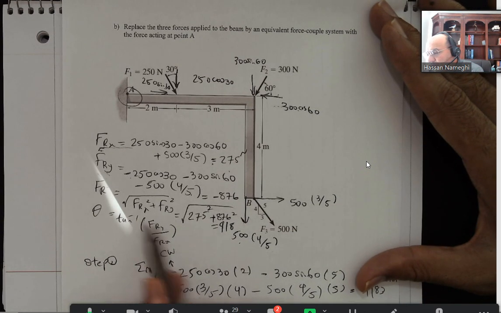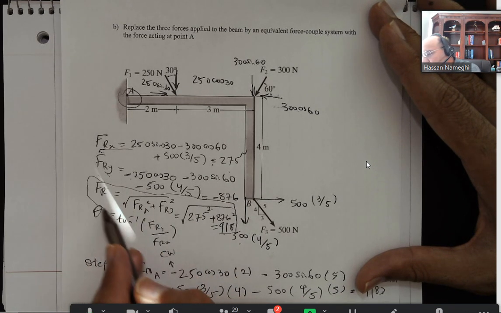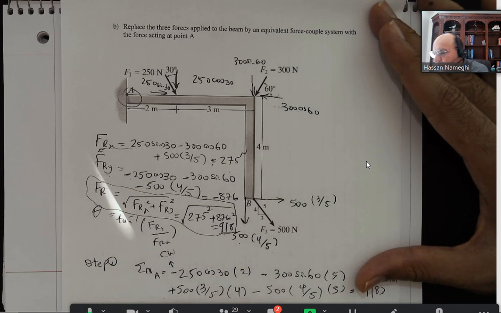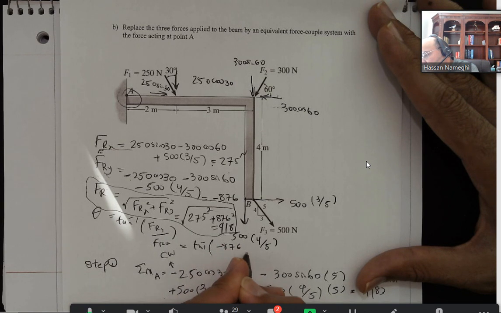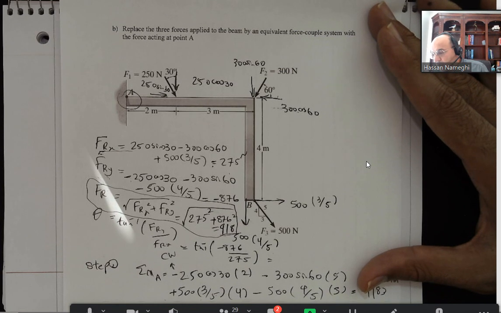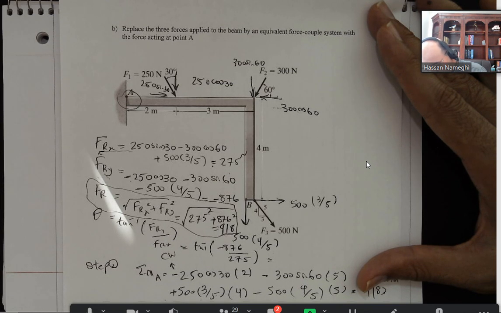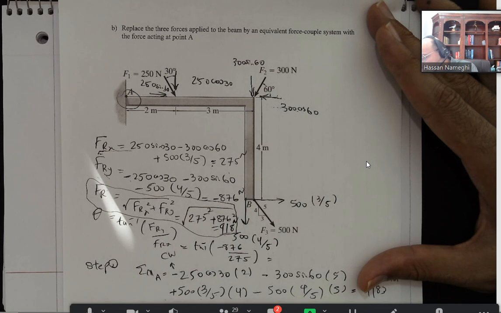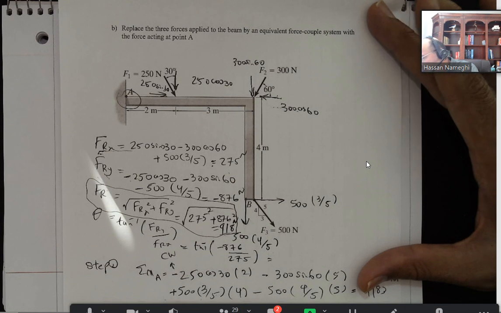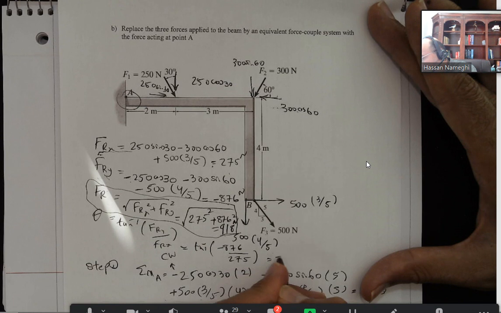So in this case, I already have FR, which is 918. So I'm going to circle it here. Let me calculate the theta too. Theta is equal to tan inverse of FRY, which is minus 876, divided by 275. All of them are in Newton, so FR is in Newton. The unit for all of it is Newton, so 876 would be 876 N. Yes, 876 Newton, because we are working in Newton. So this is minus 72 degrees.